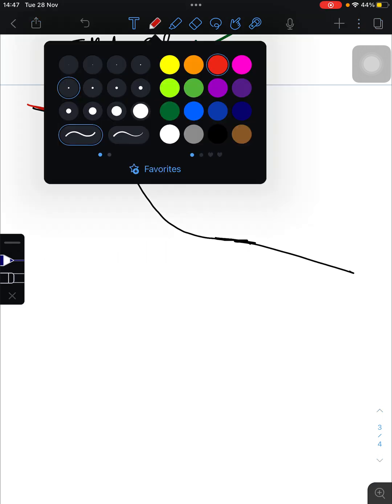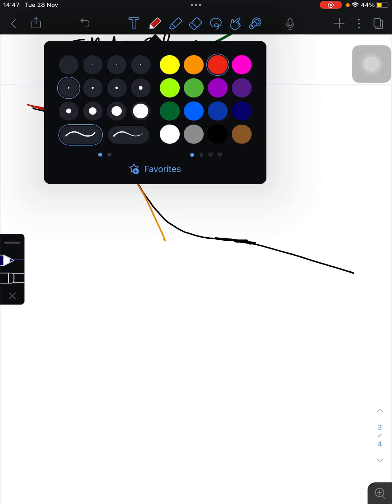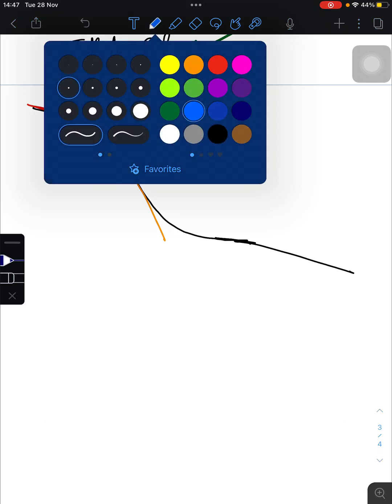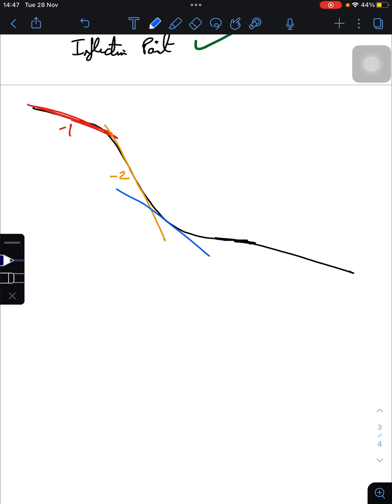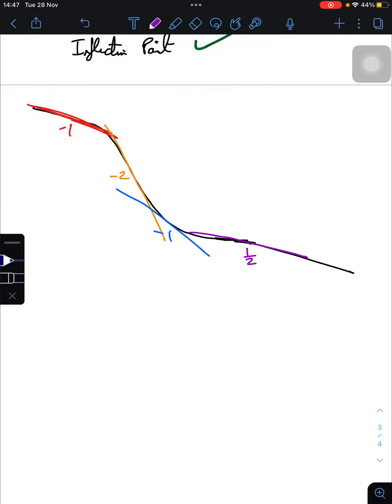We'll stick with our 1s, and we'll stick with simple numbers. 1, then this stage here, we've got, technically, sorry, it's -1. -1, then we've got -2, but then after -2, our gradient starts increasing again. So we'd get -1 again. Well, we've had -1 before. And then our purple one here at the end, let's call it a half. Why not? Gradient of a half.